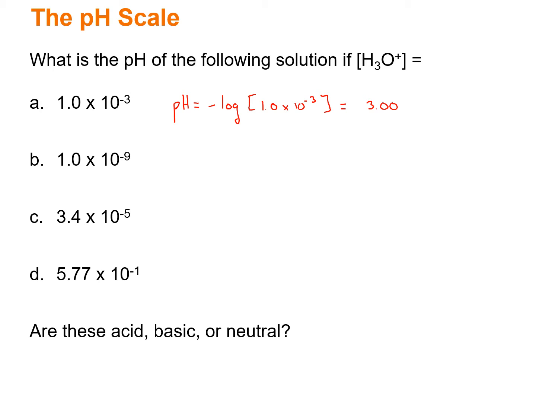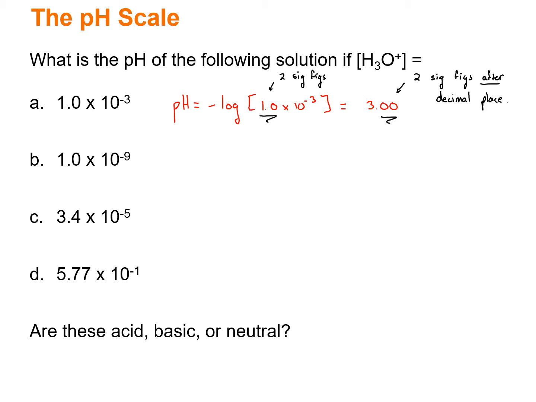Now, there's something a bit tricky about the sig figs on this. What you'll notice is that whatever we have for concentration, that 1.0 times 10 to the minus 3, has 2 sig figs. The pH will then have 2 sig figs after the decimal place. So we determine how many sig figs are in the pH by looking at how many sig figs are in the concentration.